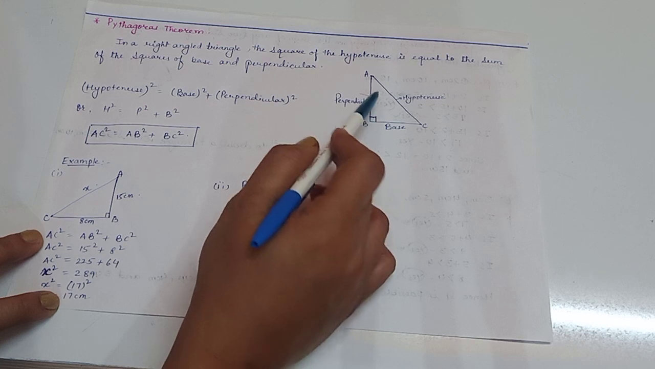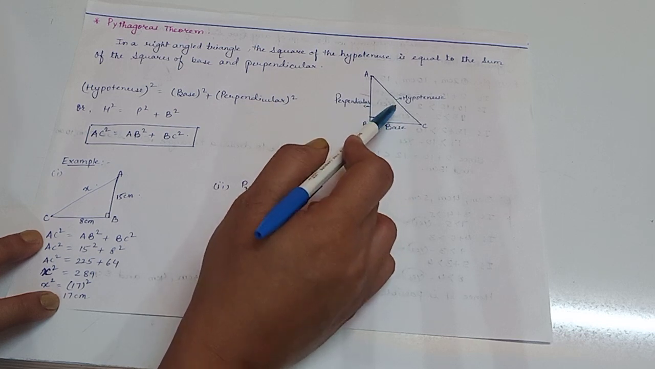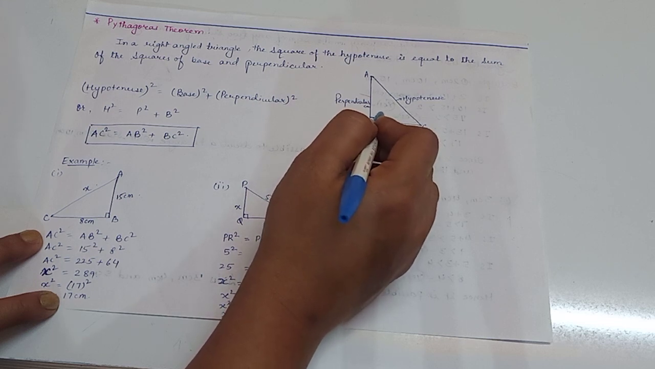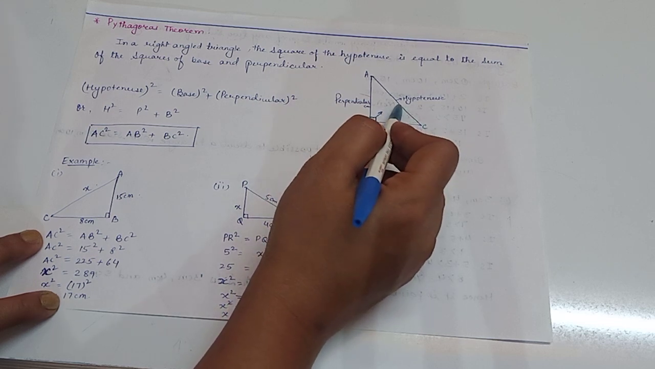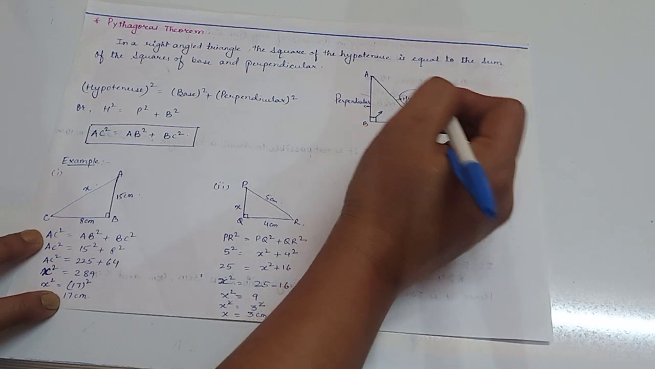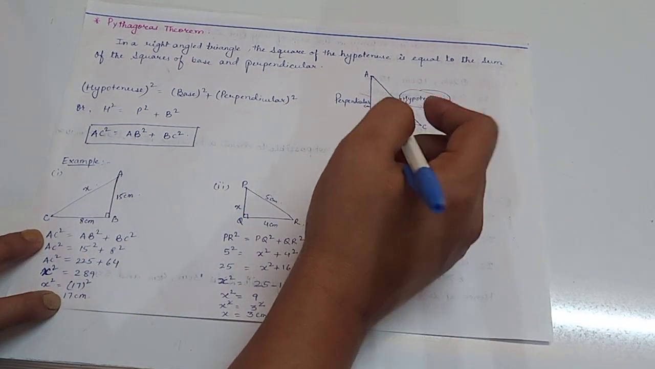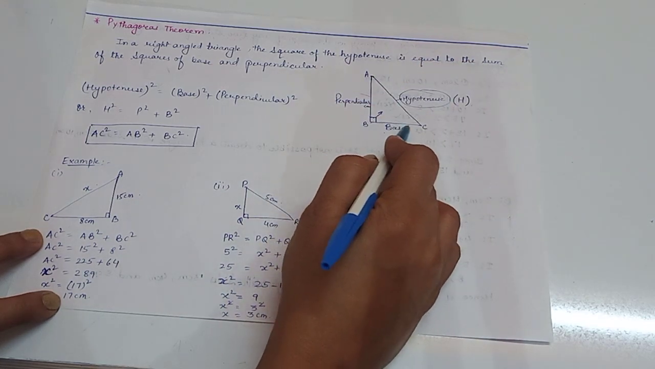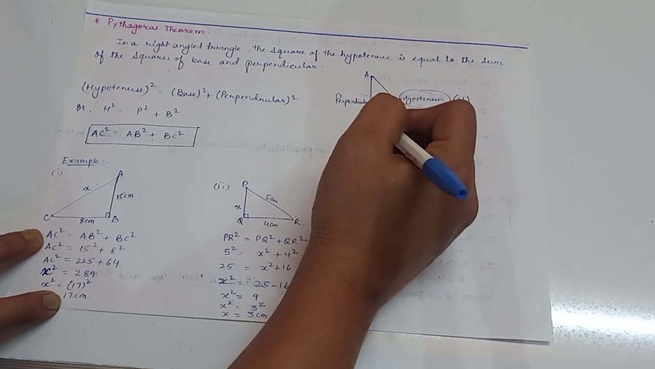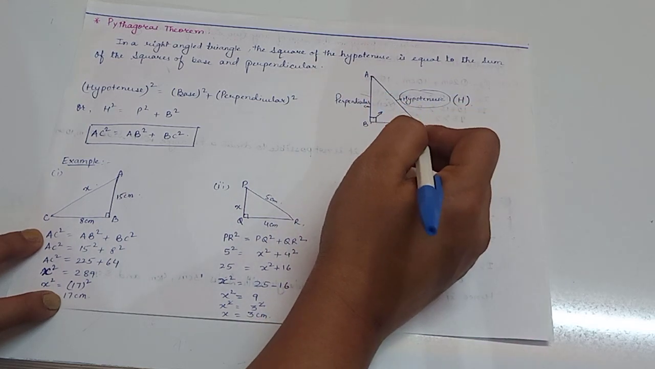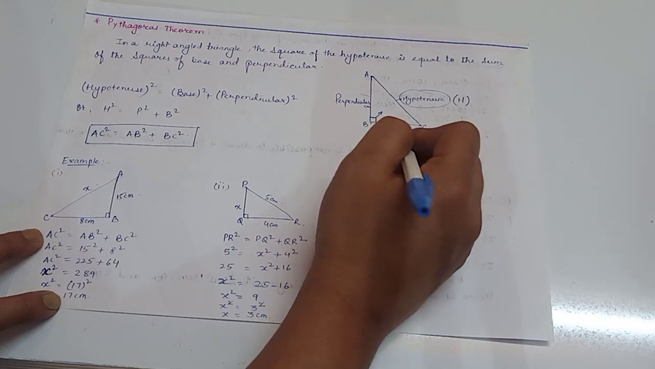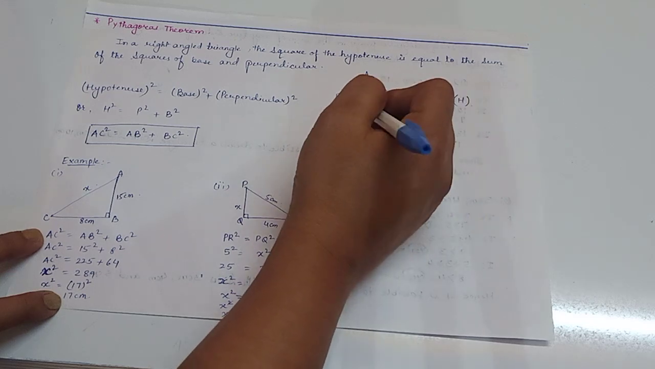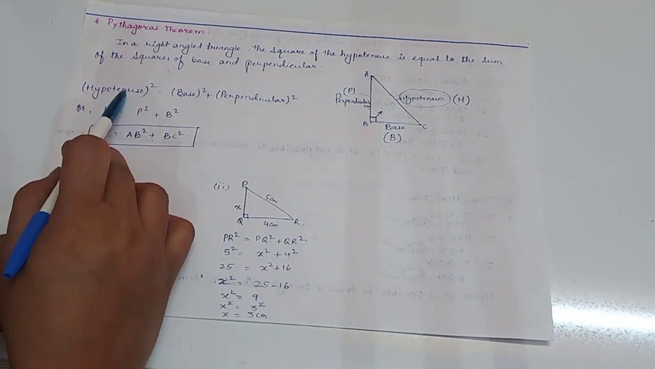Let's see. If this is a right angle triangle, the side which is opposite to the right angle, that's 90 degree, the side which is opposite to your 90 degree or right angle is called a hypotenuse. It's called a hypotenuse, and we can denote it as H. And this is a perpendicular drawn. AB is a perpendicular drawn on the base BC. Base can also be written as B, and perpendicular can also be written as P. It's an altitude.